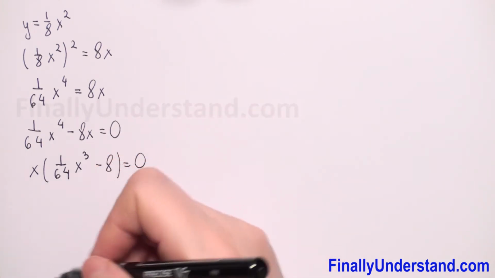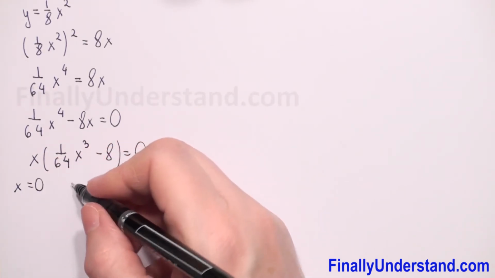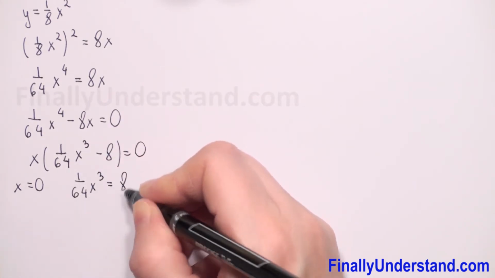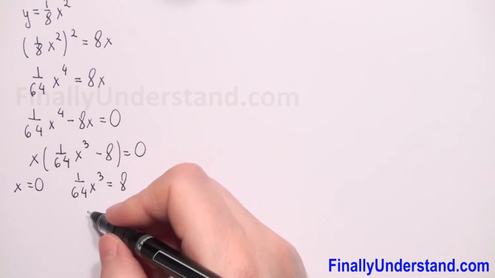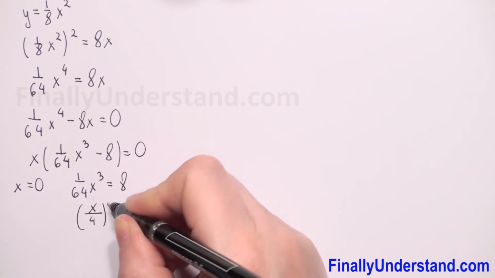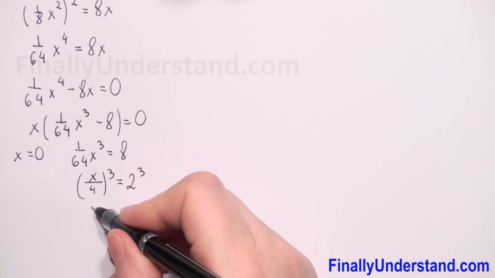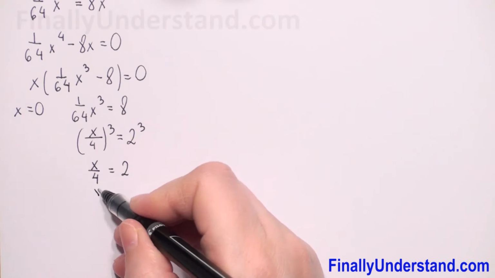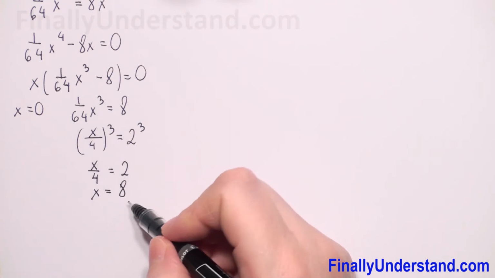Now we can factor out x, so we have x times (1 over 64 x to the third power minus 8) is equal to 0. So the left side will be 0 when x is equal to 0, or when 1 over 64 x cubed is equal to 8. Now we can rewrite the left side as (x over 4) to the third power is equal to 2 to the third power. So we have that x over 4 is equal to 2. So x is equal to 8. So we got x equals 0 and x equals 8.